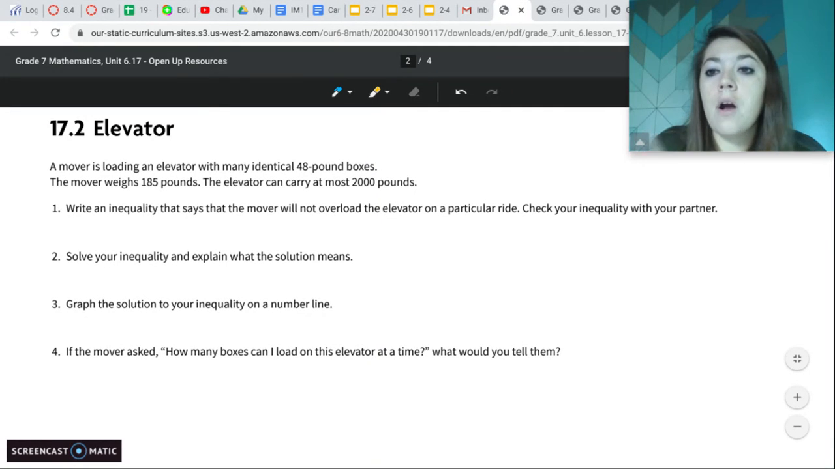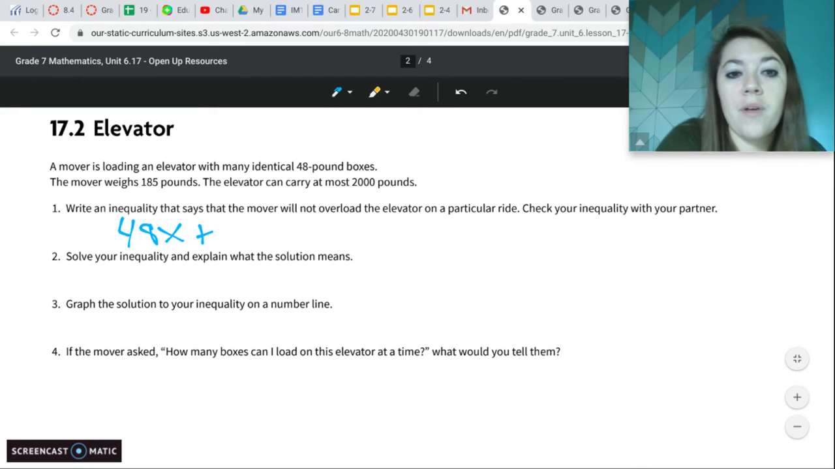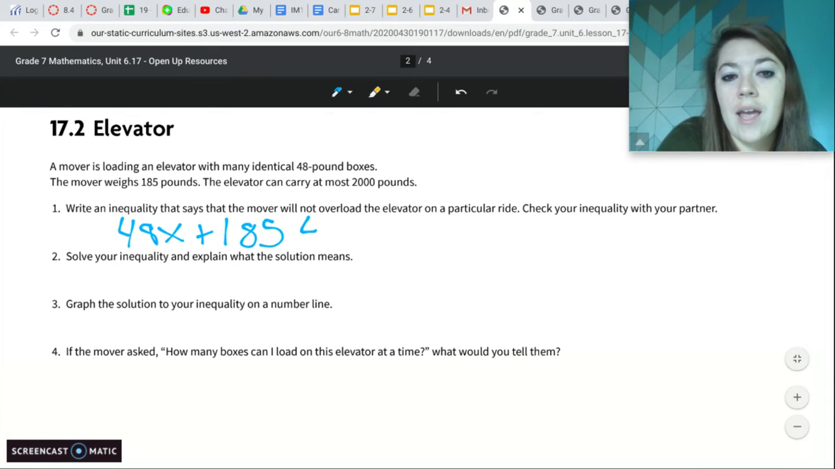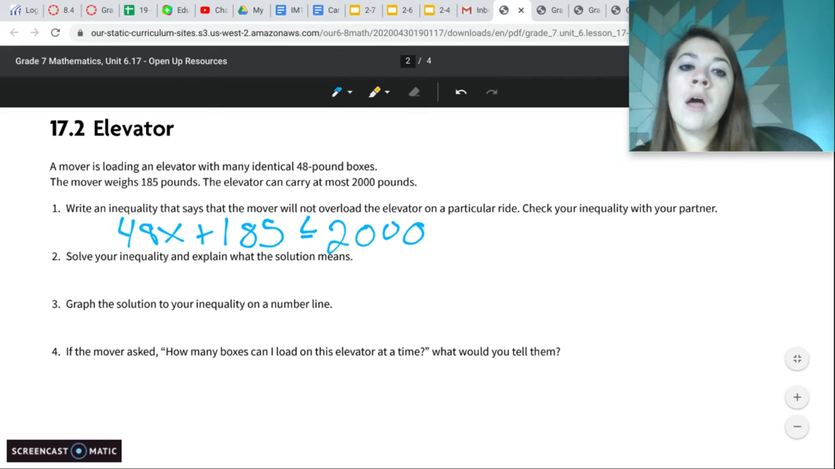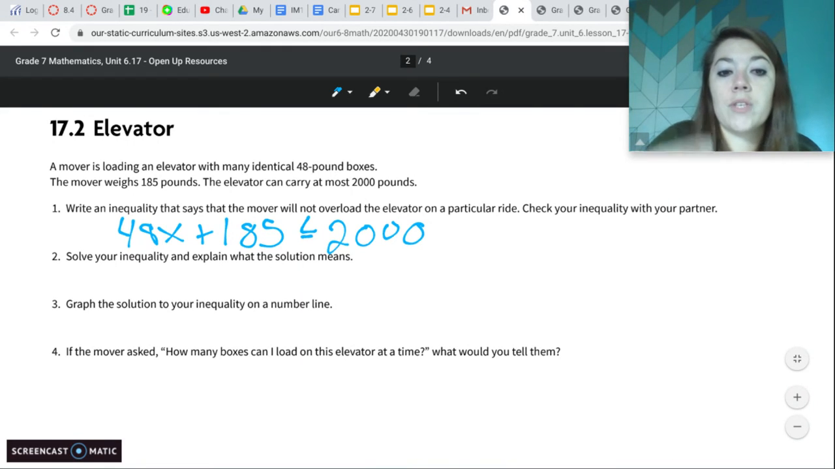So the boxes are all 48 pounds. So 48x plus, he's going to be in the elevator with them, so 185, has to be less than or equal to 2,000, because that's the most weight the elevator can carry at any one given moment. So there's our inequality. Now we want to solve to find out what the solution means. So we would subtract the 185.